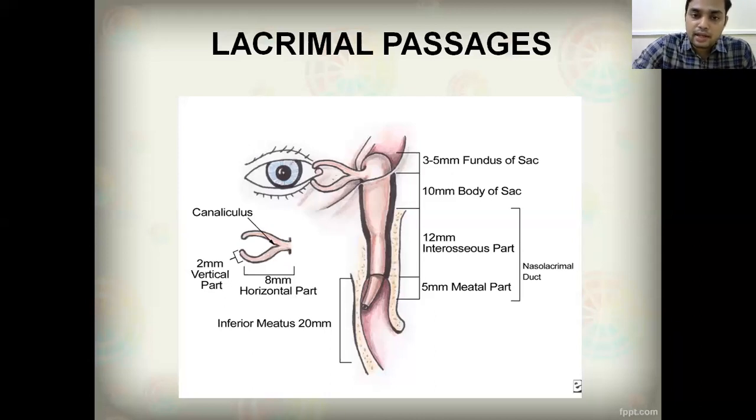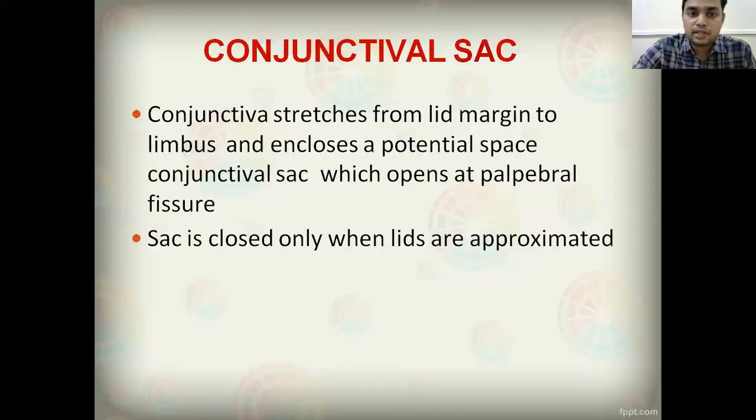The conjunctival sac is nothing but the potential space which is enclosed by the conjunctiva. The conjunctiva stretches from the lid margin to the limbus. The limbus is nothing but the junction of the cornea and the sclera. So from the lid margin to the limbus, we have the conjunctiva, and this conjunctiva encloses a space called the conjunctival sac.